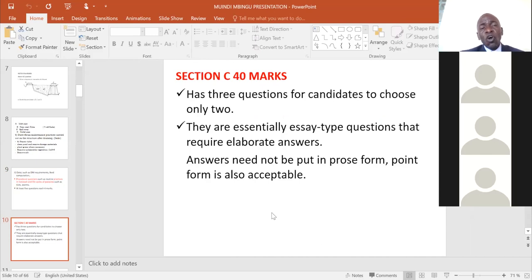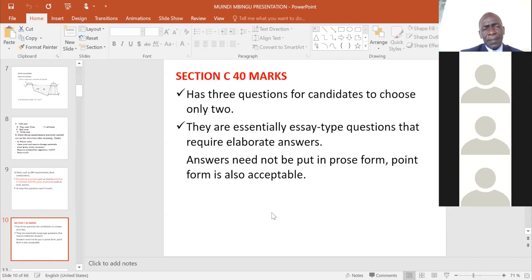Very briefly, only 2 questions should be answered in this section. During marking, a candidate that answers 3 questions is considered not to have followed the instructions at the front of the paper, what is called the paper instructions. Therefore, what the examiners do is that the last question is cancelled. Only the first 2 questions are marked. Therefore, do not waste your time. Instead, use that time to review the answers that you have written in the other sections.